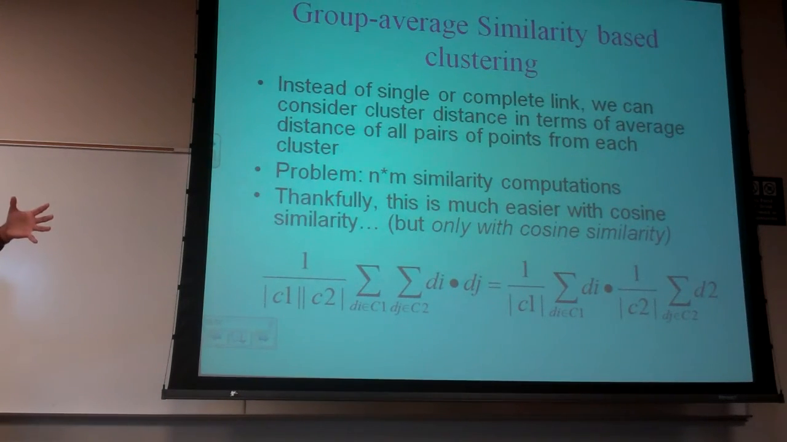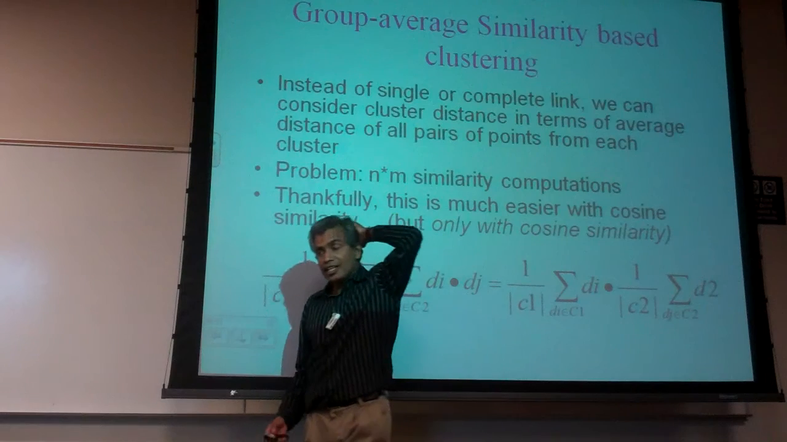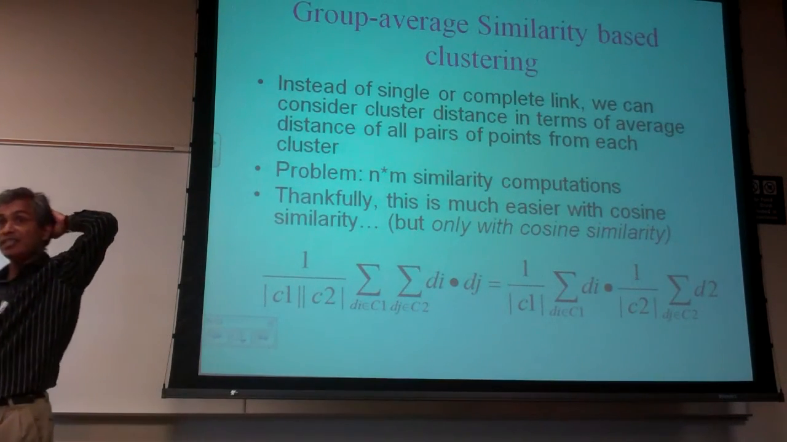Because there are n points here, m points here, there are n times m pairs. For each of them I have to compute the distance, I have to add them all up, divided by the number of pairs, I'll get the average distance. So the distance computation itself would be costlier. You see what I'm saying? So that's why, although people like group average distance clustering, they typically don't do it because it's just too costly.